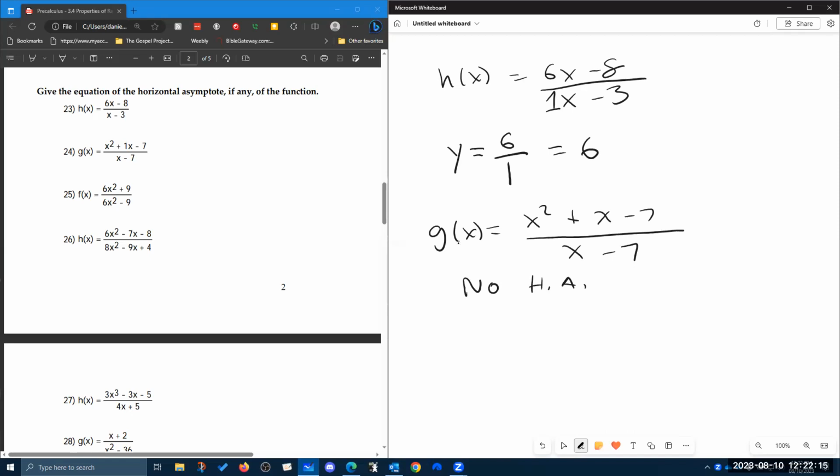In 25, f of x is equal to 6x squared plus 9 over 6x squared minus 9. Degree of the numerator and denominator are the same, so the horizontal asymptote is at 6 over 6, which is 1.